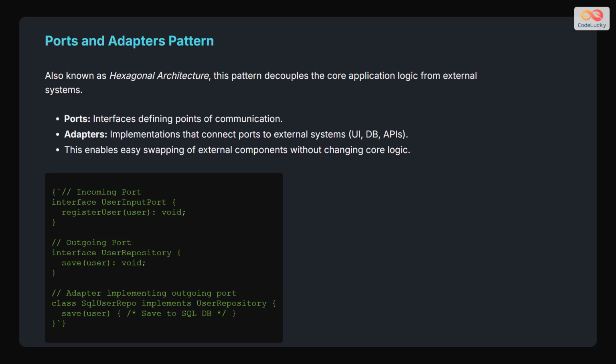Also called hexagonal architecture, the ports and adapters pattern separates the core business logic from external systems through well-defined interfaces called ports. Adapters implement these ports to connect the application to the outside world, such as databases, user interfaces, or web services. This separation allows external components to be replaced or updated without impacting the internal business rules, making the system more flexible and easier to evolve.